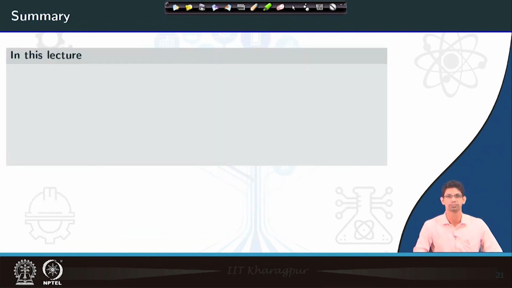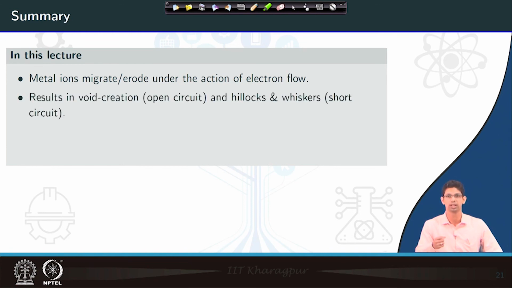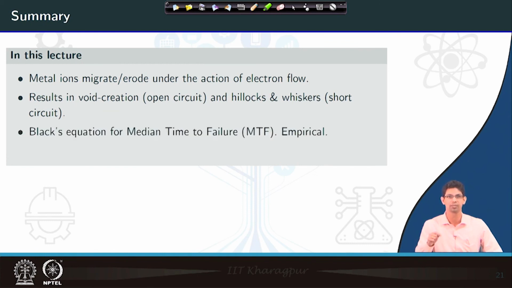Let me summarize what we saw in this lecture. We saw that metal ions migrate and erode under the action of this electron flow. This results in the creation of voids, which lead to open circuits, and also hillocks and whiskers, which result in short circuits. For quantification, there is a very simple expression, Black's equation for median time to failure. This is an empirical equation. And then we discussed the parameters that affect the median time to failure.